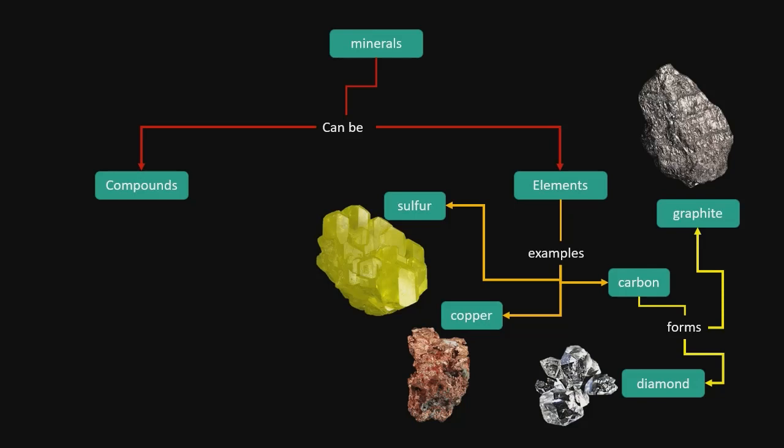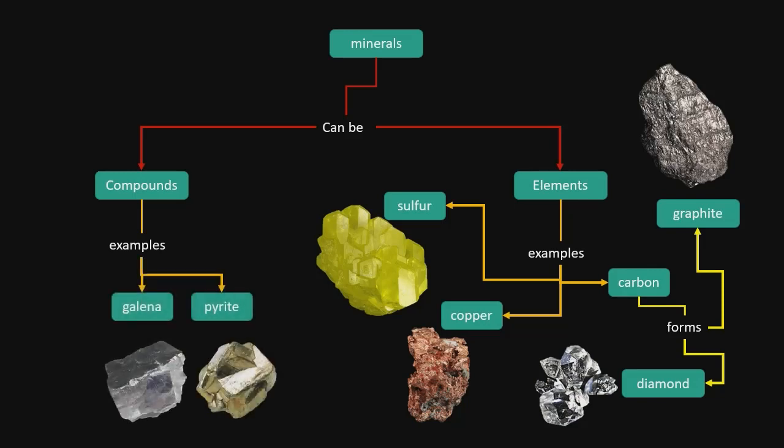The other type of classification of minerals is a compound. Minerals as compounds are made of several elements. Examples are galena, pyrite, and the most famous one, quartz.